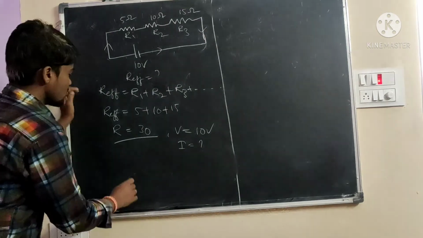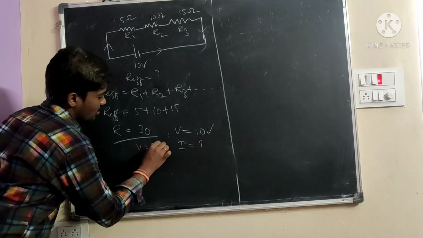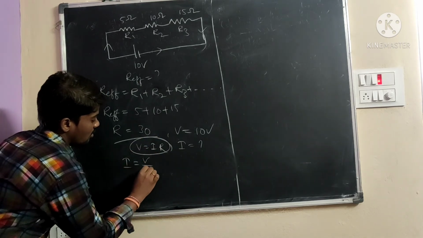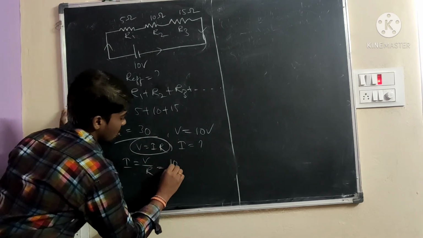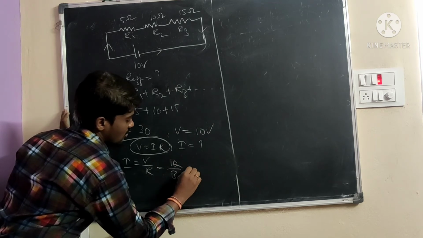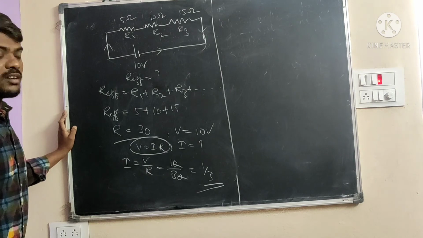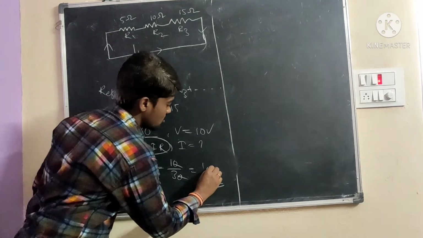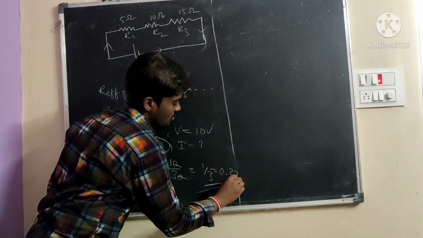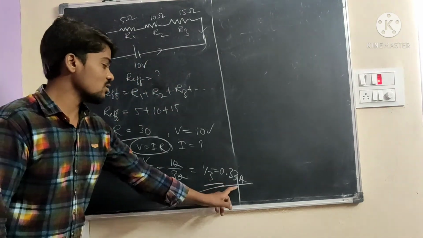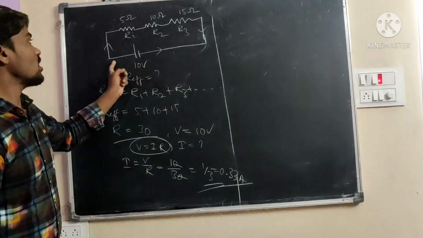Same, according to Ohm's law, V is equal to IR. I is equal to V by R. V means 10 by 30, the zeros cancel, equal to 1 by 3. That is 0.33 ampere current passing through the circuit.